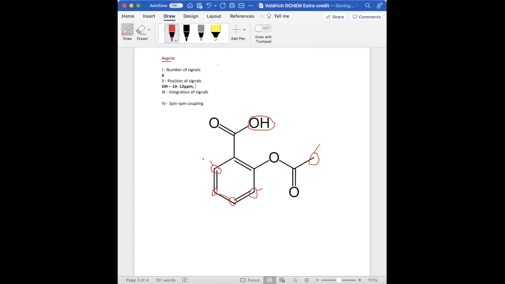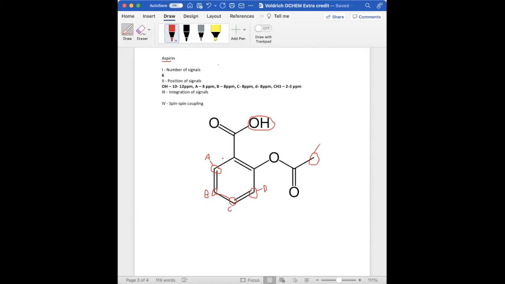I'm going to label the ring hydrogens as A, B, C, and D so that they're easier to mark and be read. The one closest to the carboxylic acid will be A. This one will be B. This will be C. And this will be D.